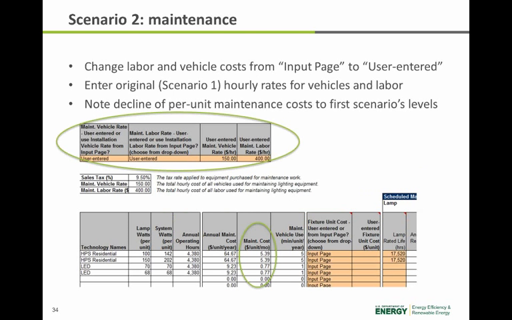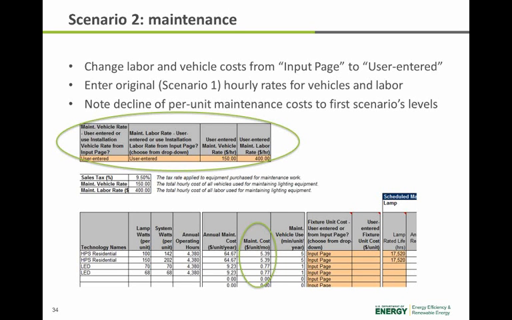Okay, now we're on the maintenance page here. This is the user override section of the maintenance page. And the key here that was driving those maintenance costs increasing is that originally, in the first example, we'd specified that the maintenance page use the labor and vehicle rates input on the input page. But now those have changed, and that drove up the cost. Yet in the scenario 2 example, the municipality is still going to use their own labor and vehicle resources to maintain these fixtures. So we want to enter overrides here.